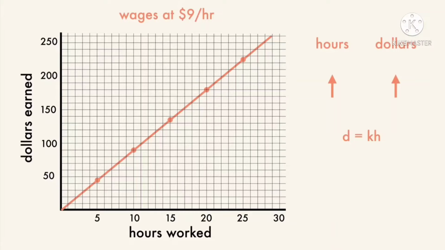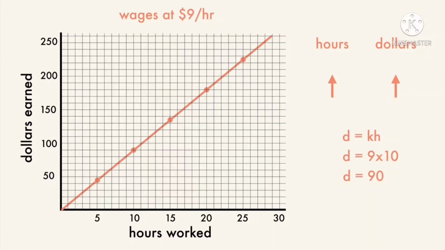Mathematically, we can turn this into an algebraic equation. Dollars earned equals the rate, called k, times the hours of work. Let's say you work 10 hours. 10 times the rate of $9 per hour will give you $90.